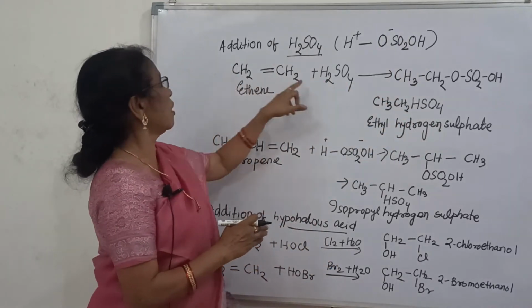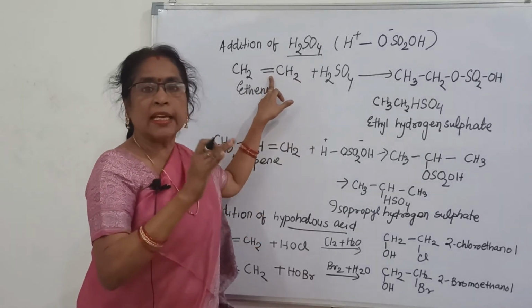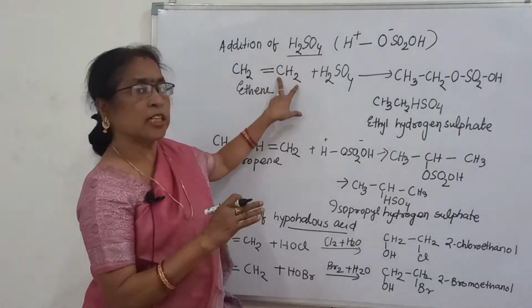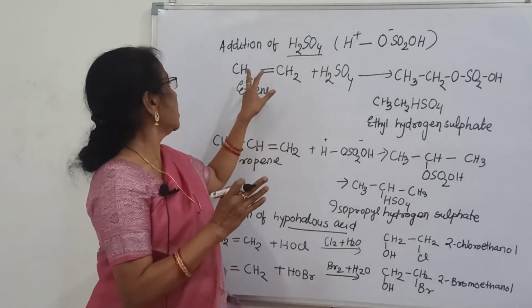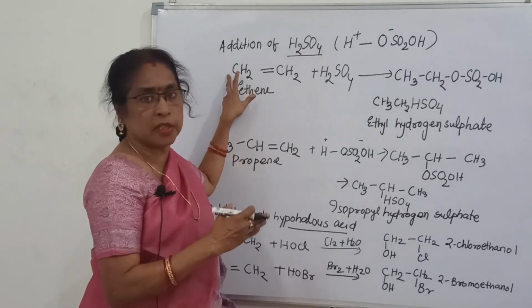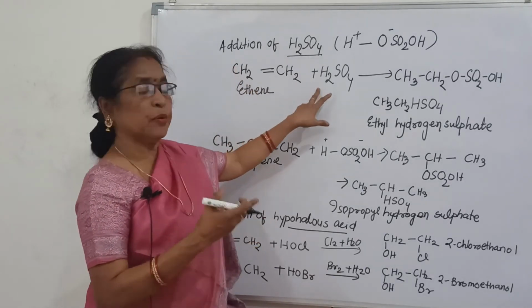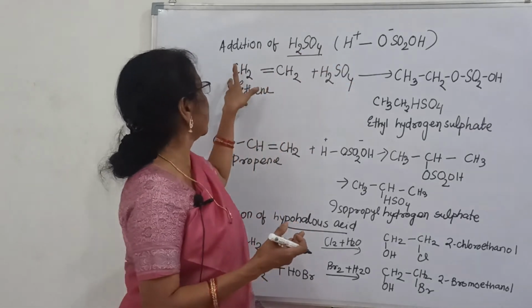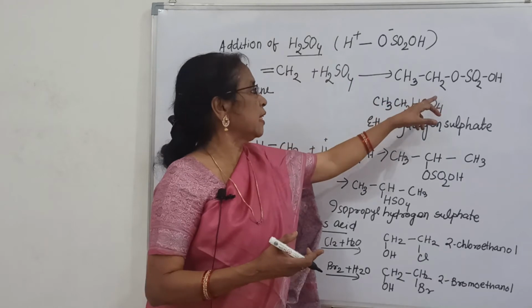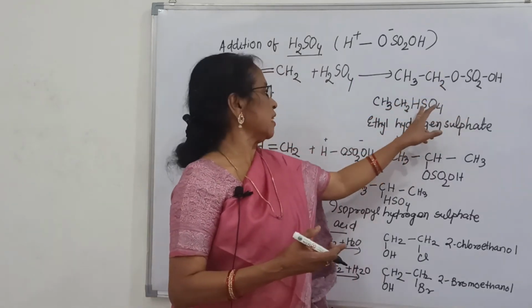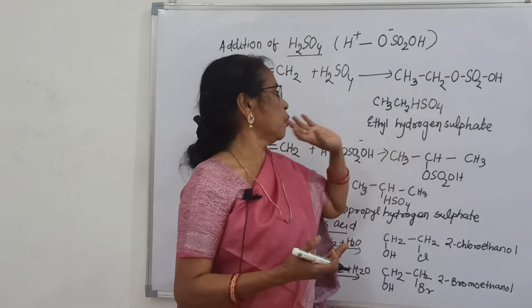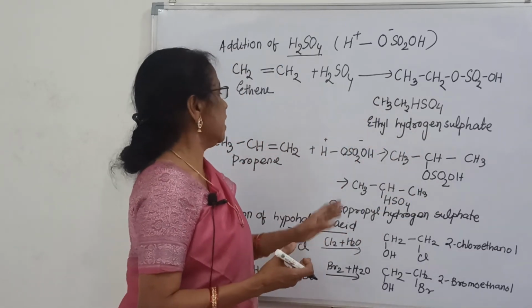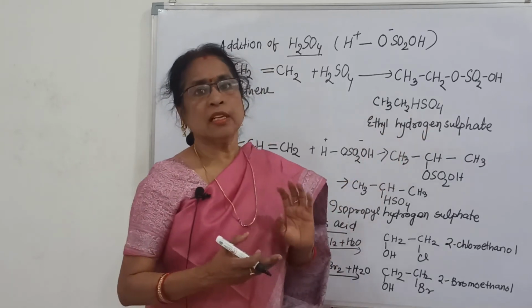Now you add sulfuric acid to ethene. Ethene is a symmetrical alkene because each carbon is attached to 2 hydrogens. Now when you add sulfuric acid, H will come here, and HSO4, that is OSO2OH, which you can write as HSO4. Then the product is ethyl hydrogen sulfate.